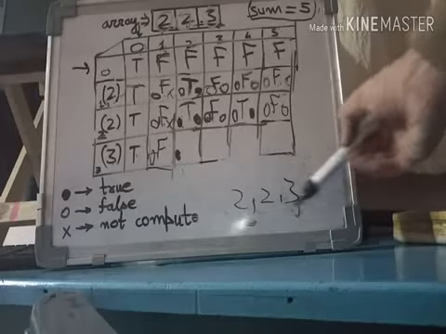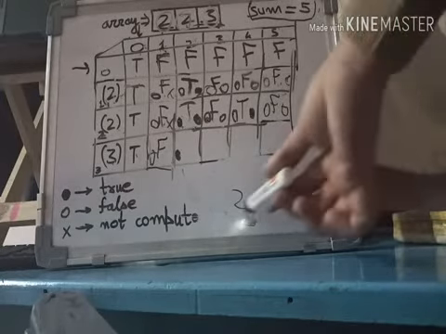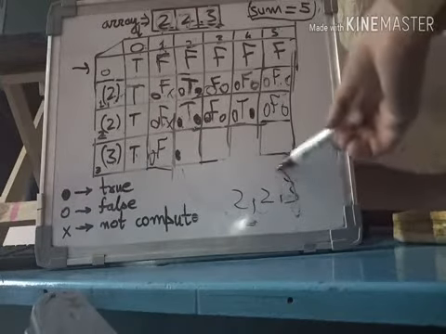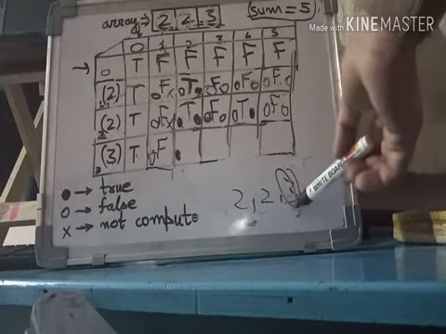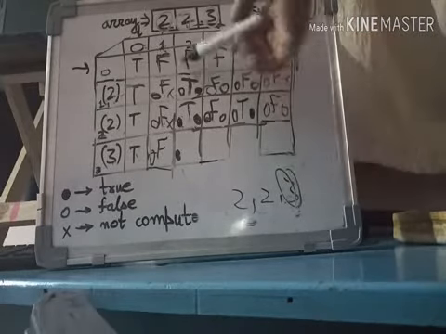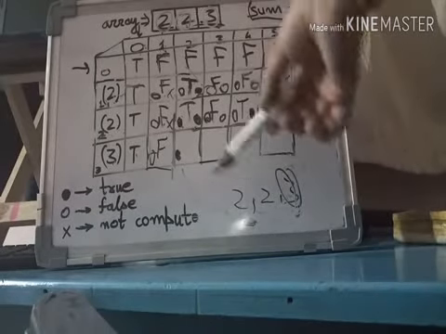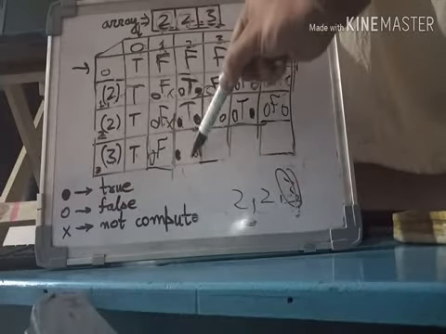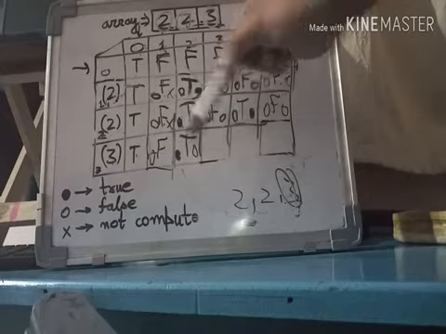In the subarray, if I choose to include 3, would it be able to give me a sum of 2? No, because the 3 itself is greater than 2. So if I include it, the sum would become greater than 2, and it would not be possible to get a sum of 2 by including 3 in the subarray. So it's false here. True. Logical OR false gives me true.